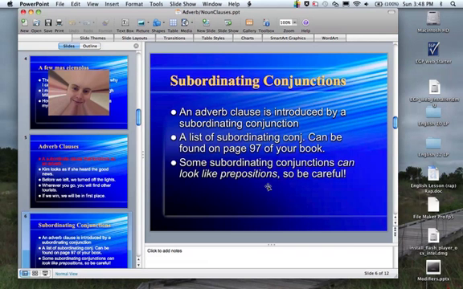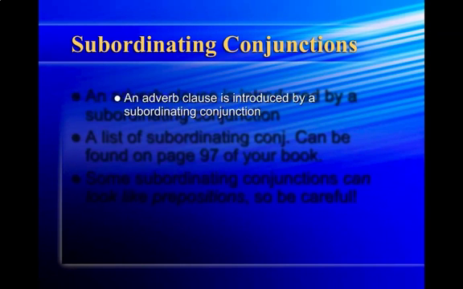Be very careful. Some subordinating conjunctions can look like prepositions. A couple common ones are since and before. You have to watch out. It's only a prepositional phrase if there is no subject and verb. It's a subordinating conjunction if it's followed shortly thereafter by a subject and a verb.